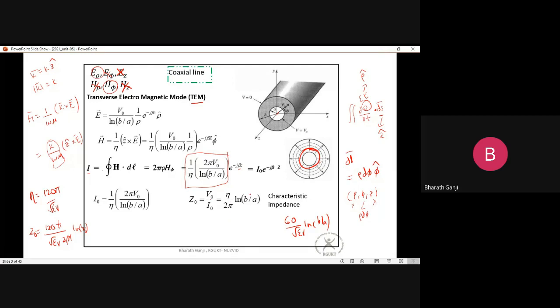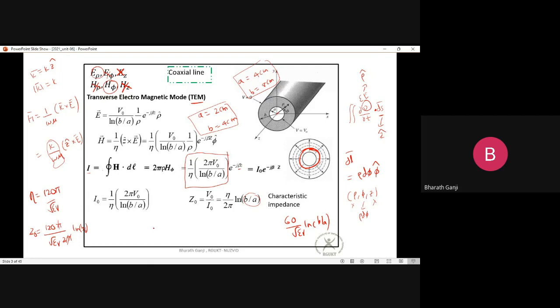What I can see here is that the ratio of b by a decides what kind of impedance I can have. It doesn't matter what the radius of a is. For example, let me take two cases. Say a is equal to 2 centimeters and b is equal to 4 centimeters. I'll take another wire where a is equal to 4 centimeters but b is equal to 8 centimeters. Both wires will have the same characteristic impedance because the b by a ratio is the same.